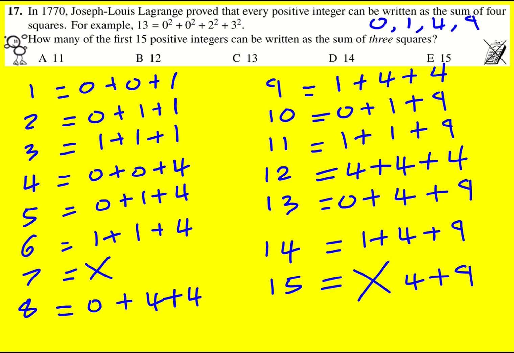And therefore, how many can be written? Well, it's everything apart from two of them. So there's going to be 13.